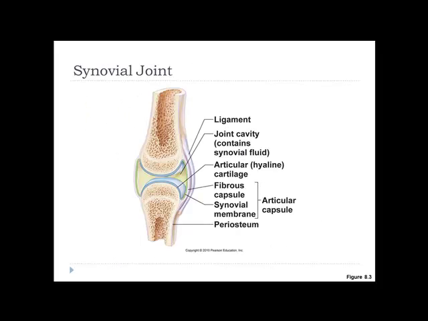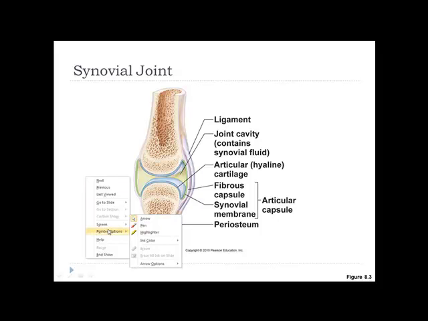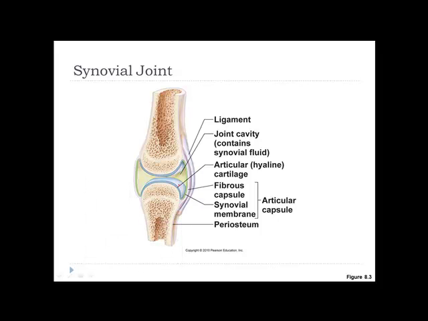So here's an example of our synovial joint. So let's check this out. Let me get a little pointer here. So here's our joint cavity, or our potential space. All right. Here's our synovial membrane. This shows our articular or hyaline cartilage right here. The articular or hyaline cartilage is going to be very good for a shock absorber.